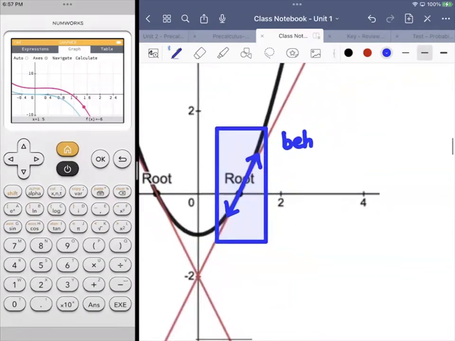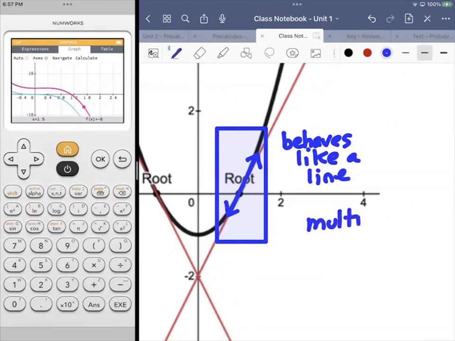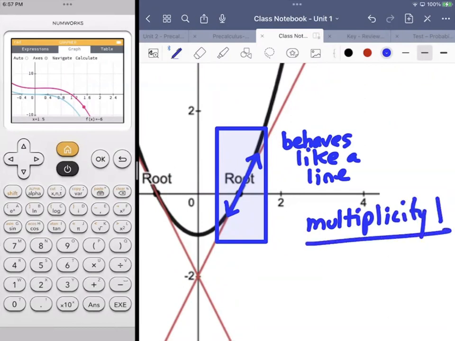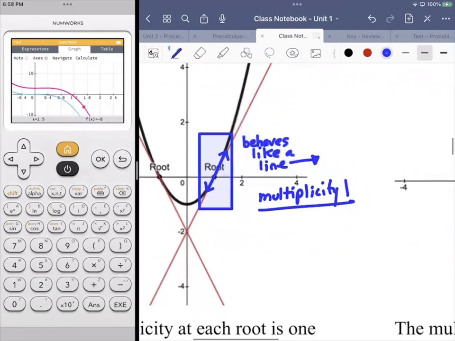Let me bring it out a little bit. That's multiplicity 1. Multiplicity 1. Now, again, fun word. But what that tells me is that this polynomial is behaving like a first degree polynomial. So I'm going to make a note of that. First degree polynomial.